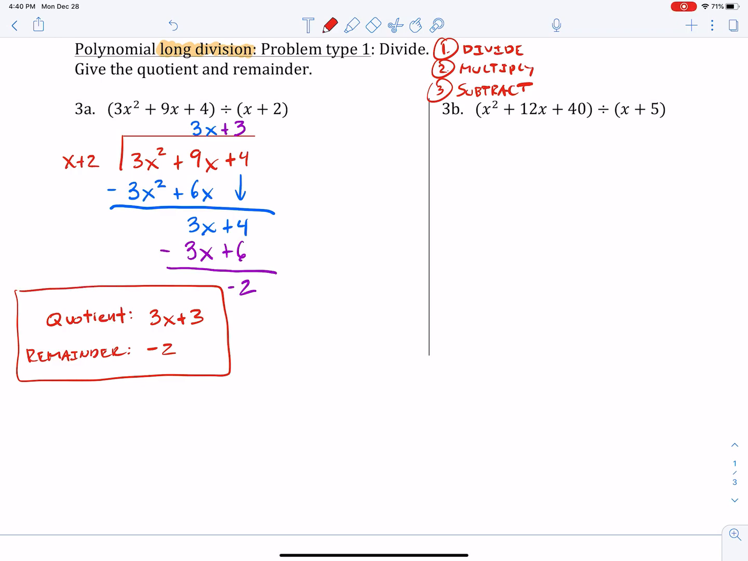So if you utilize these 3 steps until you get to your remainder, sometimes your remainder will be 0, then you're good. So it's just 3 steps: divide, multiply, and subtract. So I tried to make it as simple as possible as one could do on these. They do get a little bit longer, as we're about to see.